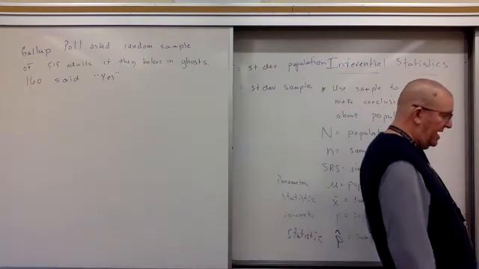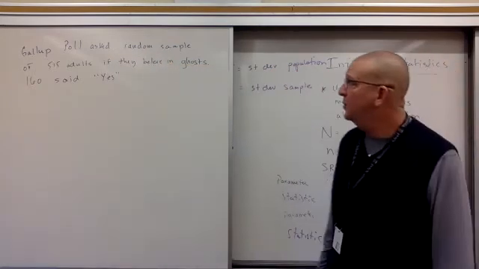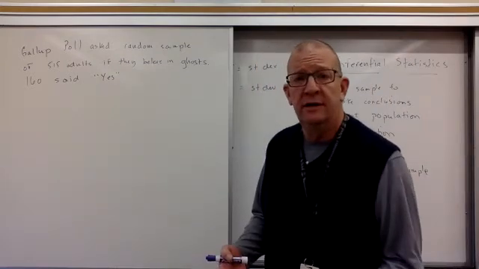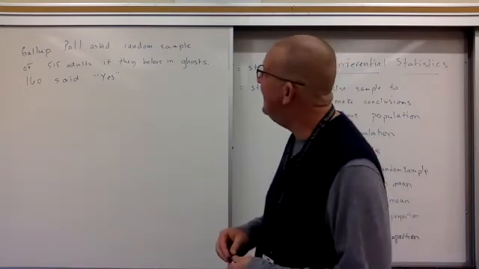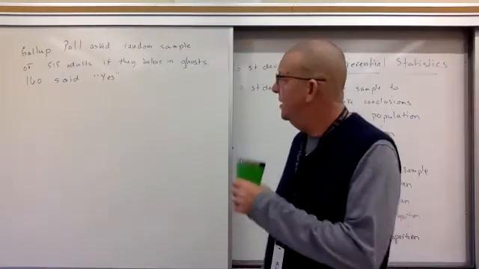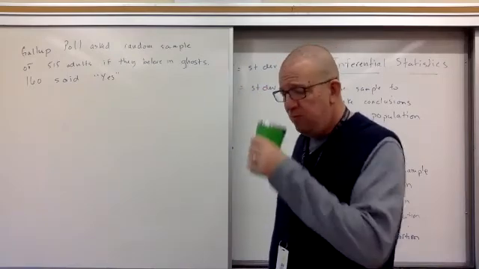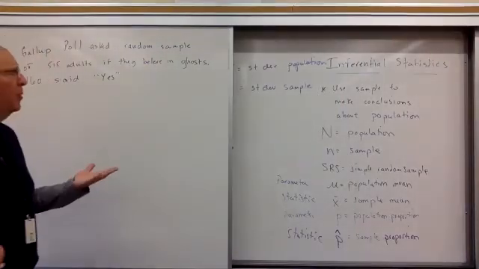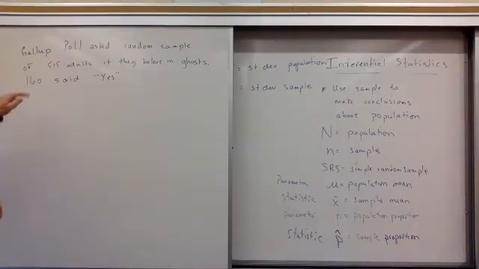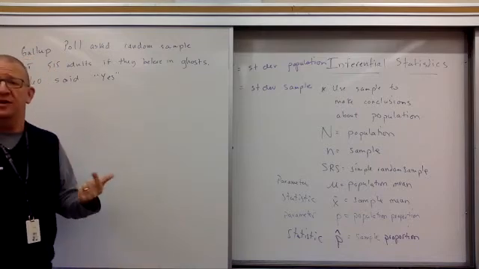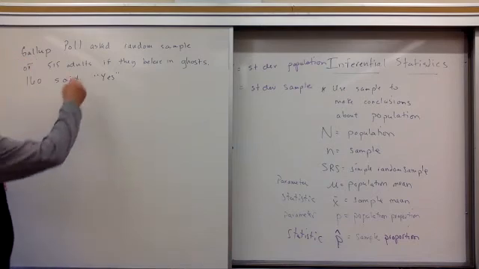Okay. Gallup poll asked a random sample of 515 adults if they believe in ghosts. 160 said yes. So you can pause the video and write this down and then come back to it. Okay, and we're back. First of all, proportion or mean? 160 did something out of 515. This is a proportions problem. So step one, identify as a proportion or a mean. It's a proportion problem.